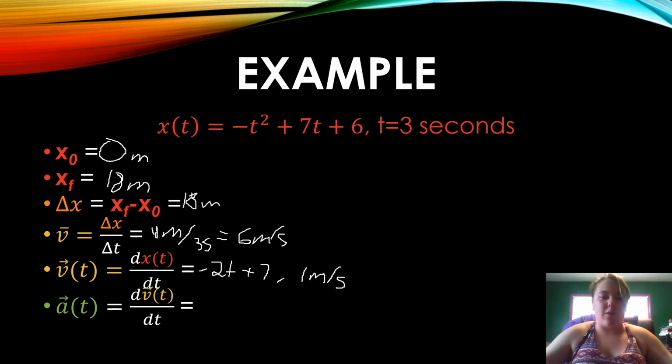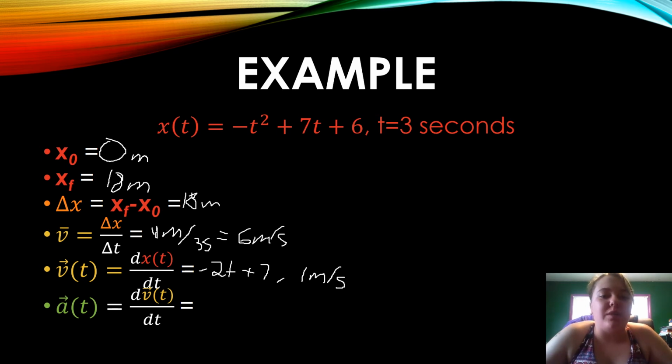So, to clarify what all this means, at 3 seconds, the average velocity over the given time was 6 meters per second. So if we were to take every instantaneous velocity and look at their average, we would get 6 meters per second. But if we look exactly at 3 seconds, that ball is traveling at exactly 1 meter per second. Now let's do acceleration.